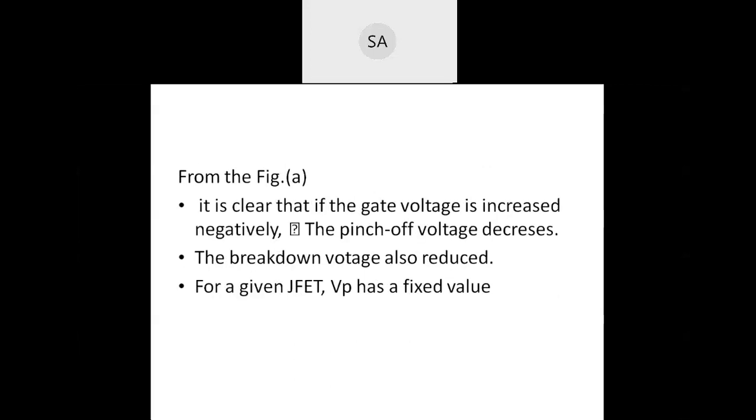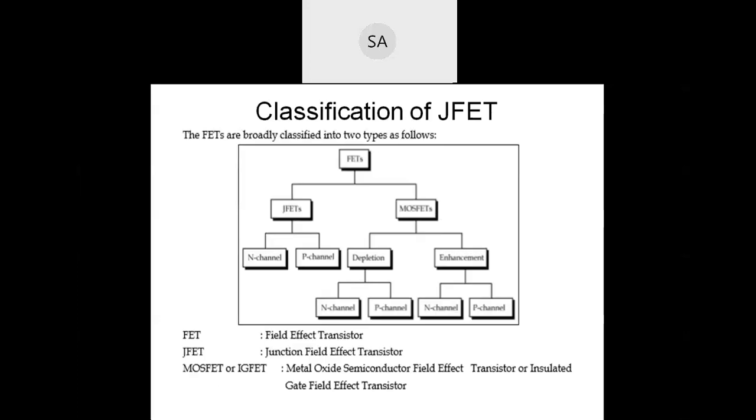So from the figure, it is clear that as the pinch off voltage decreases, the breakdown voltage also decreases, and VP has a fixed value. So this is the classification of the JFET. FETs are broadly classified into two types as follows: JFETs and MOSFETs. JFET means junction field effect transistors, whereas MOSFETs means metal oxide semiconductor field effect transistors.